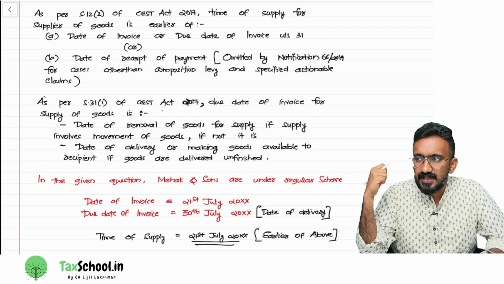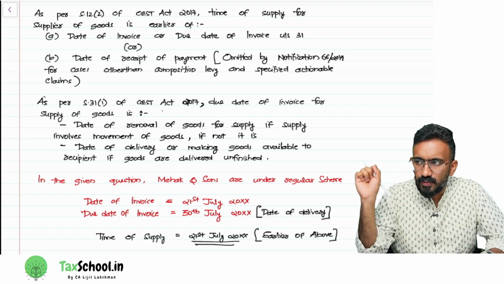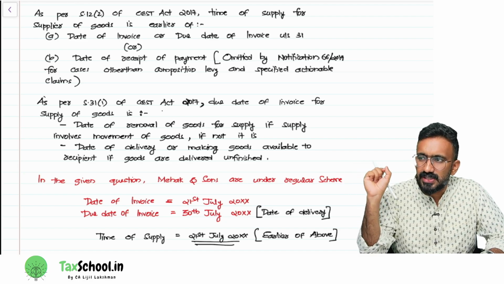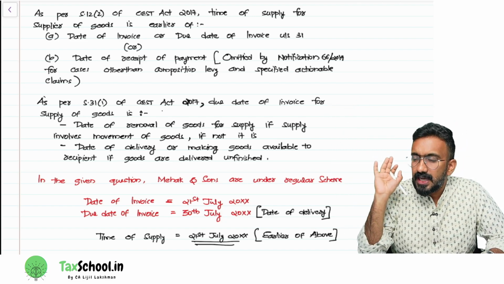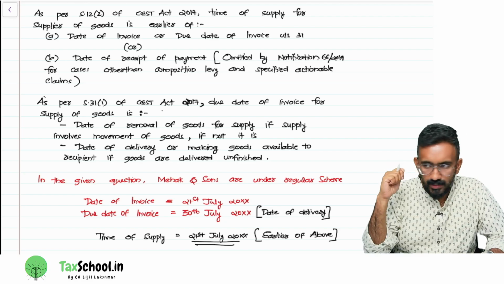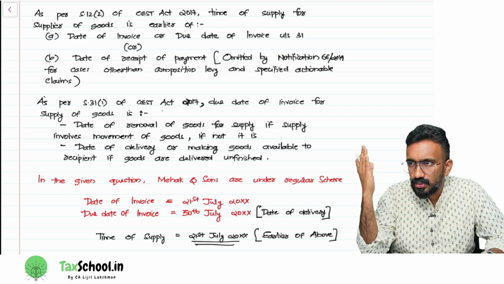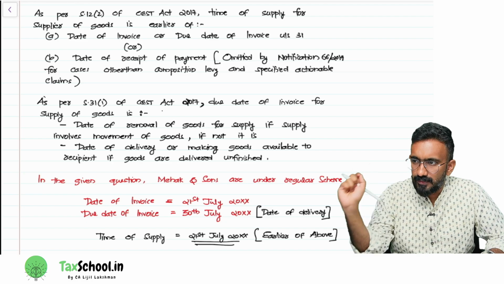As per 31 subsection 1, due date of invoice for supply of goods is the date of removal of goods for supply if the supply involves movement of goods. If not, it is the date of delivery or making goods available to the recipient. I've written both of the provisions in full. Then in the given question, I analyze the question. Mehak and Sons is under the regular scheme, so I'm not going to do clause B. So my time of supply will be in comparison with date of invoice and due date of invoice.